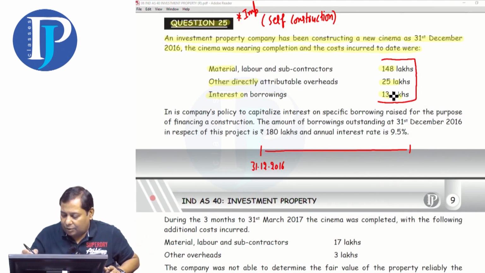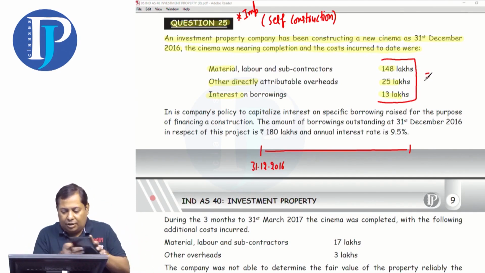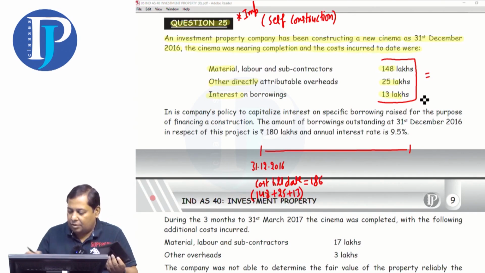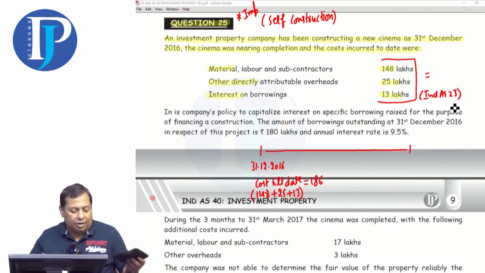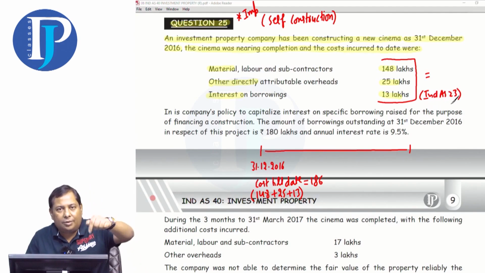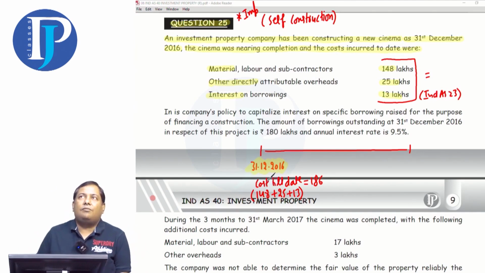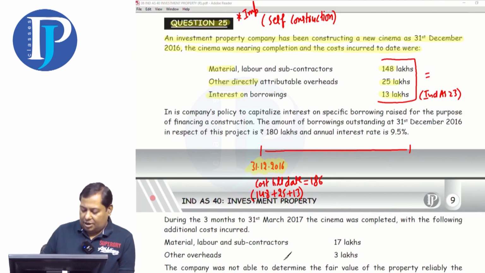If I add up all of these, what will be the total here? 148, 25 and 13. So I will get the cost till date. We will get the cost till date as 186 lakhs. This includes 148 lakhs, 25 lakhs and 13 lakhs. And then we can capitalize this based on Ind AS 23. About Ind AS 23, I had told you I would cover it in the first module. All this information is up to the date of December 31st, 2016. Now we should proceed.